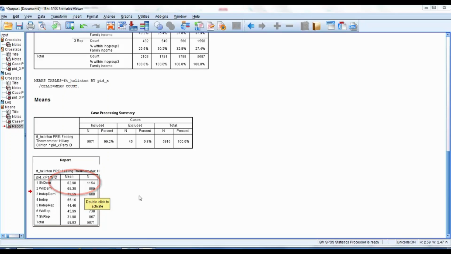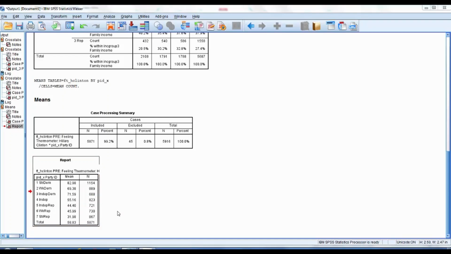If you go all the way down to strong Republicans, predictably, the mean rating of Hillary Clinton is about 32 degrees, very chilly. The interesting wrinkle that I referred to, and then I'll show you how to run this in a second, is that as you go from strong Dems down to strong Reps, the thermometer readings decline, but they're sticky. It drops from 82.98 to 69.38 among weak Dems, and then it goes up a little bit among independent leaning Democrats. Drops again among pure independents, independent Republicans about 44, and then goes up slightly again among weak Republicans. Very interesting pattern.